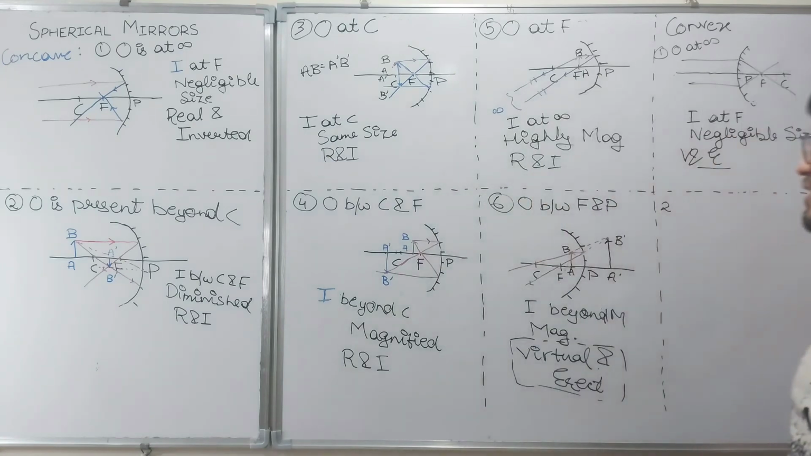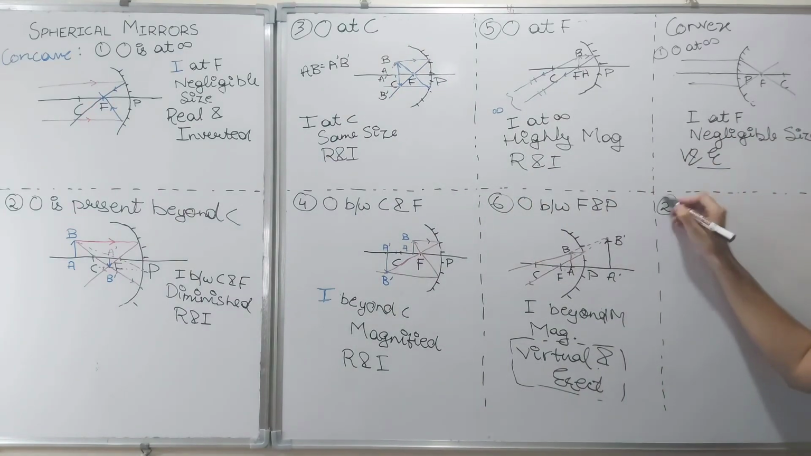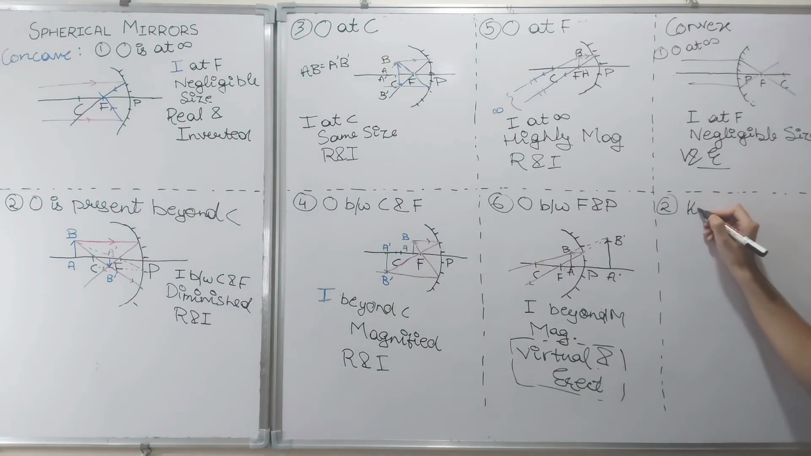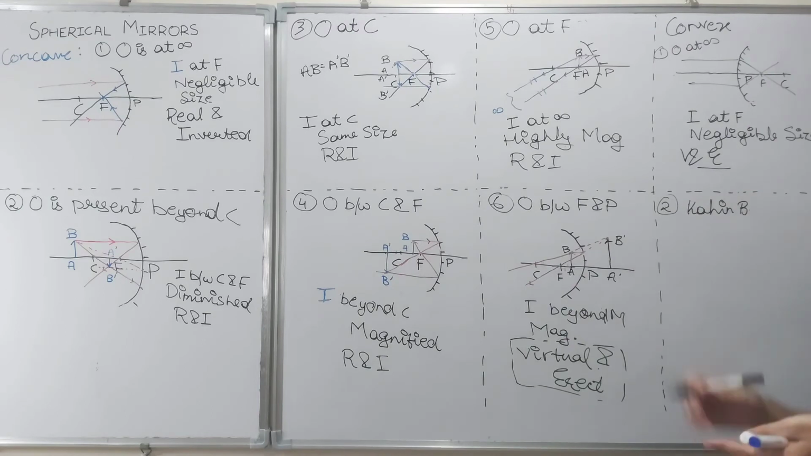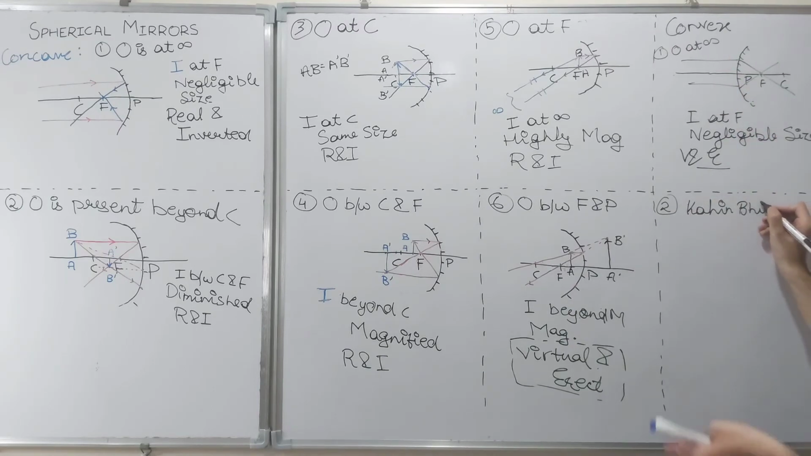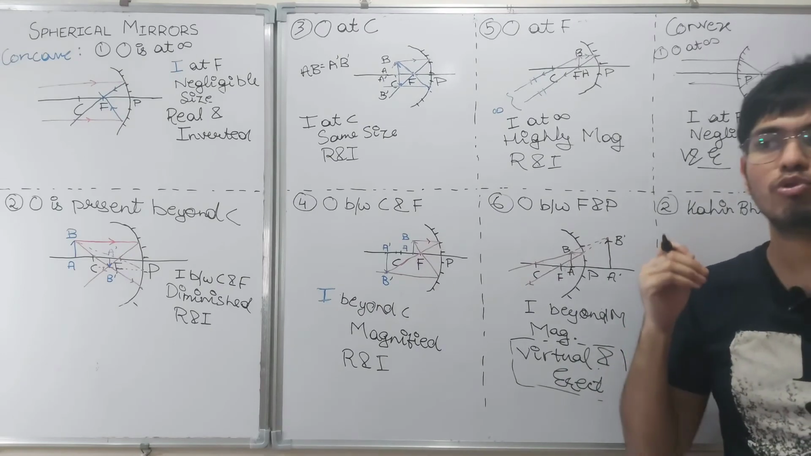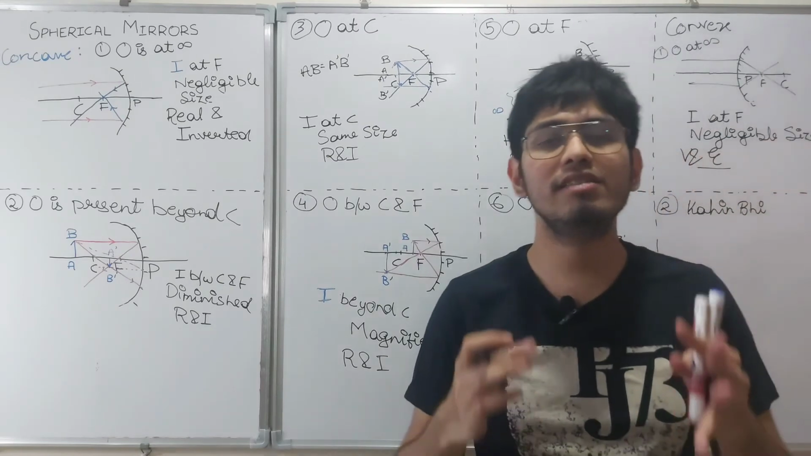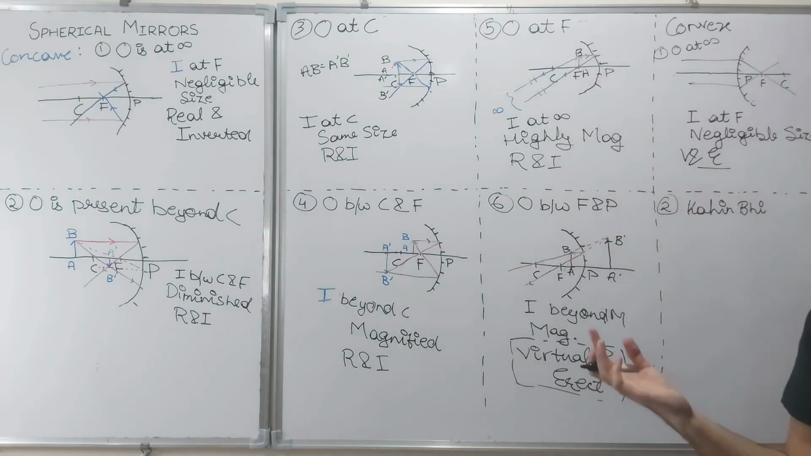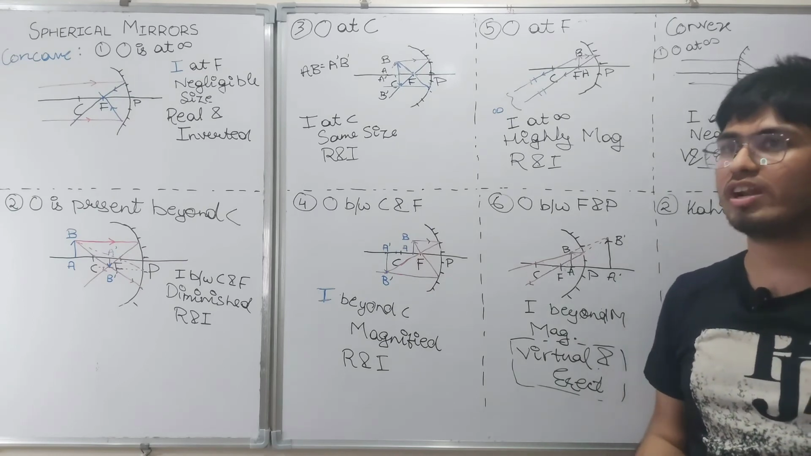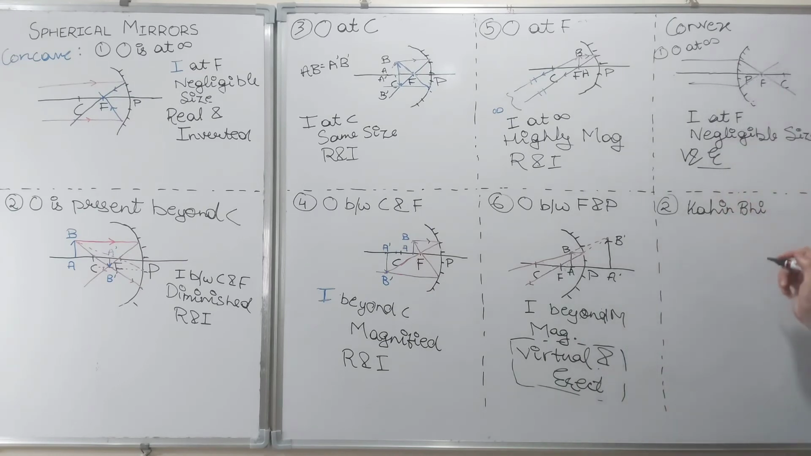Okay, let me tell you now. The second case that we are going to take is kahin bhi. Okay, what do we mean by kahin bhi? Means you can place the object anywhere except infinity. This is the only case, kahin bhi. If you don't understand Hindi, kahin bhi means anywhere. But I don't think that my lecture might be watched by those people who don't understand Hindi. That's the only case.